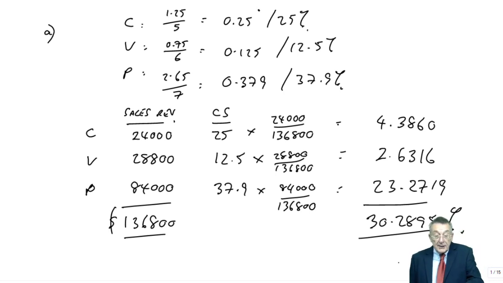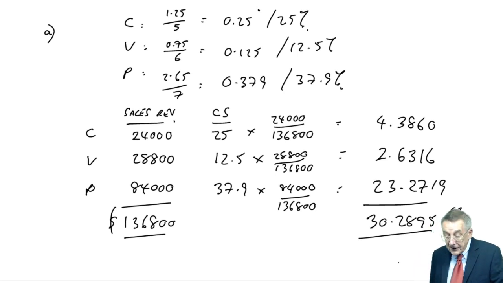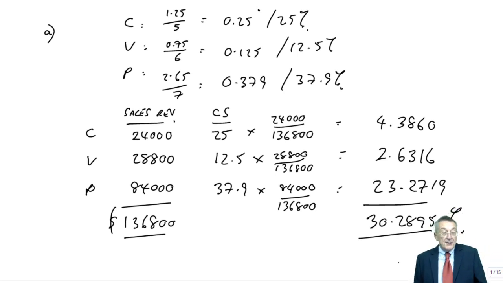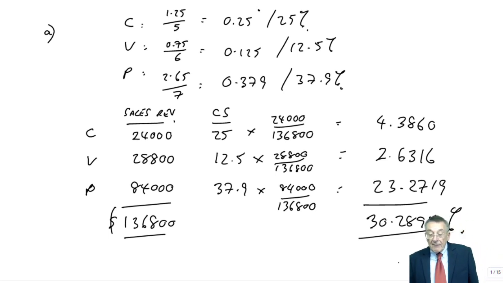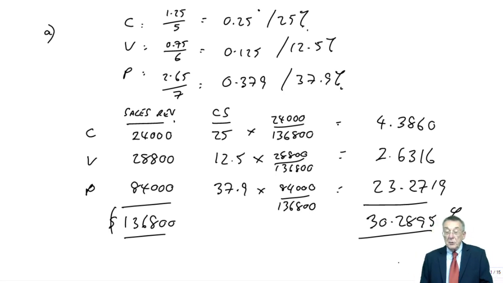And I'm not surprised that it's as high as it is, because so many of our sales were P, and P did have a high CS ratio. I'll leave it to 4 decimal places, but I'm not really bothered, 30.29 approximately. Well, that's one way you can get it.